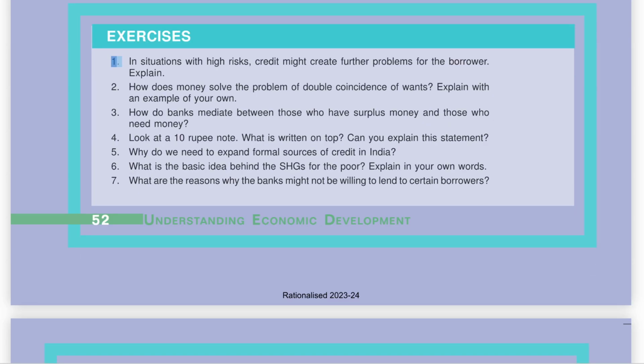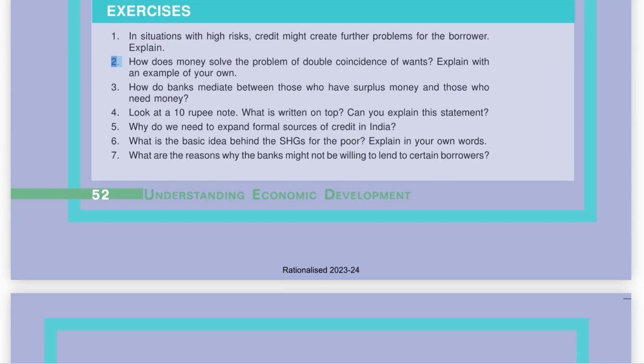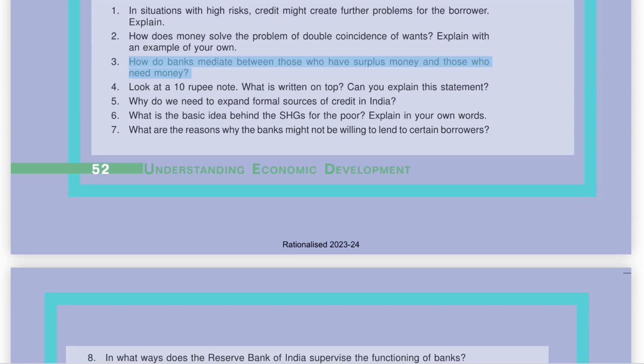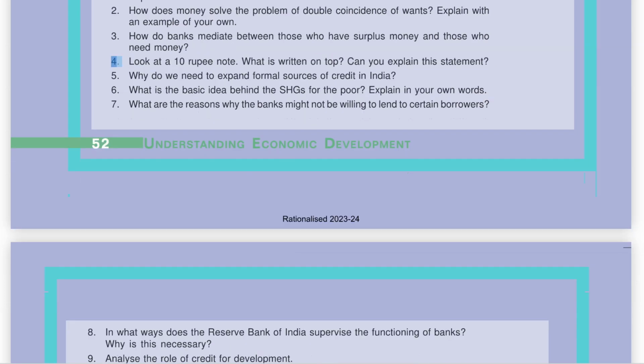Exercises. 1. In situations with high risks, credit might create further problems for the borrower. Explain. 2. How does money solve the problem of double coincidence of wants? Explain with an example of your own. 3. How do banks mediate between those who have surplus money and those who need money? 4. Look at a 10 rupee note. What is written on top? Can you explain this statement?